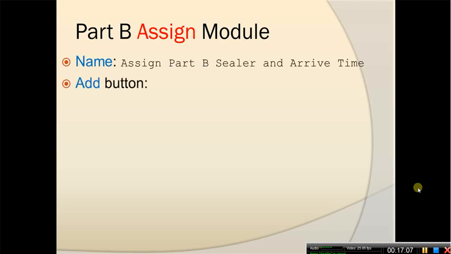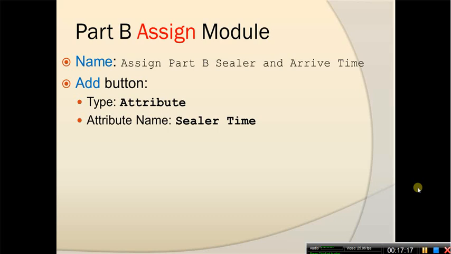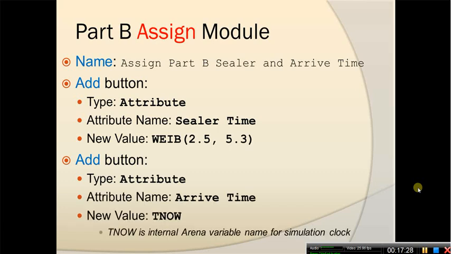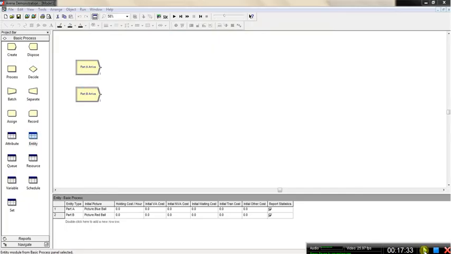So we'll have this assign module named assign part B sealer and arrive time. We'll again do the same, press the add button, add an attribute sealer time with a new value, and then press the add button again to add an attribute with the name arrive time, and that's where we use TNOW as a value. So let me demonstrate in Arena how to do this.